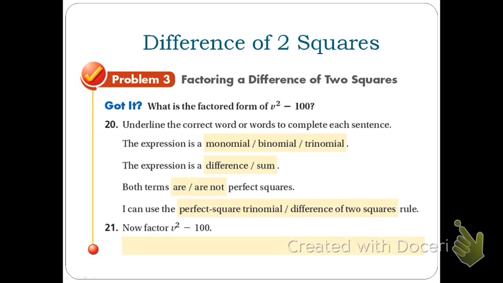So when you're finding the difference of two squares, notice that these are always going to be just two-term expressions or binomials where each term is a perfect square. So I have some questions for you.